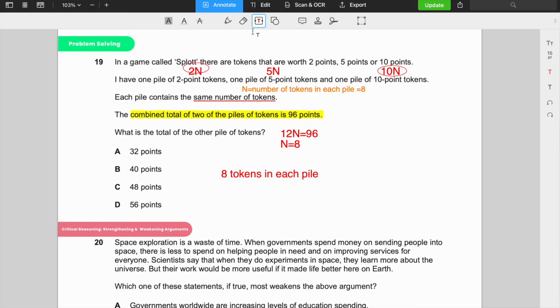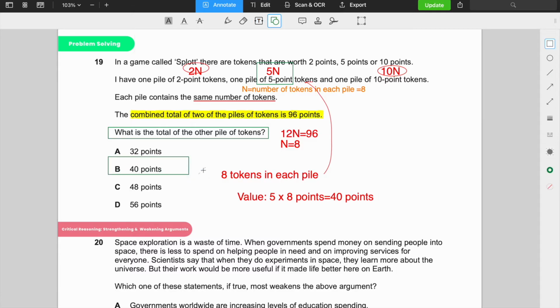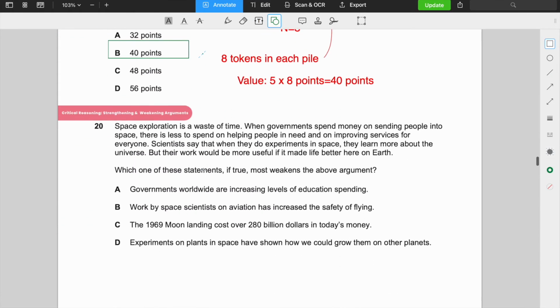So the question is, what is the total of the other pile of tokens? Well, the other pile of tokens is 5n, right, the 5-point tokens. And we know now that there are 8 tokens, right? So that's going to have a value of what? Well, 5-point tokens, 8 tokens, value of 5 times 8 points, which is 40 points. Therefore, B is our answer. Okay. Let's do question 20.